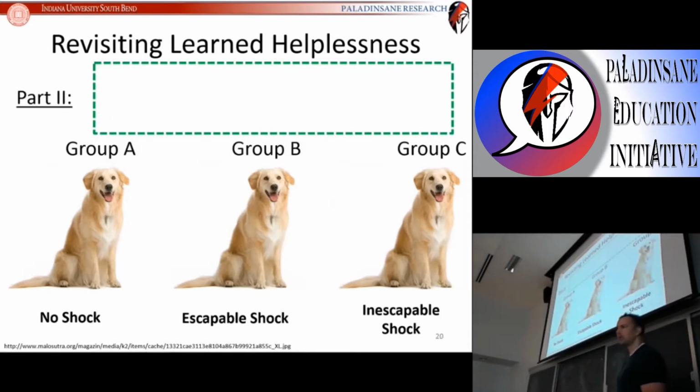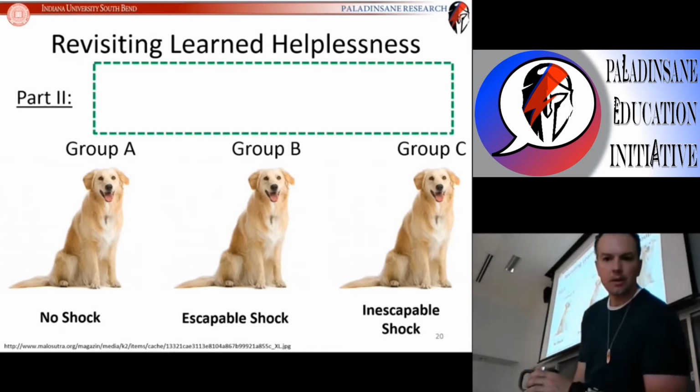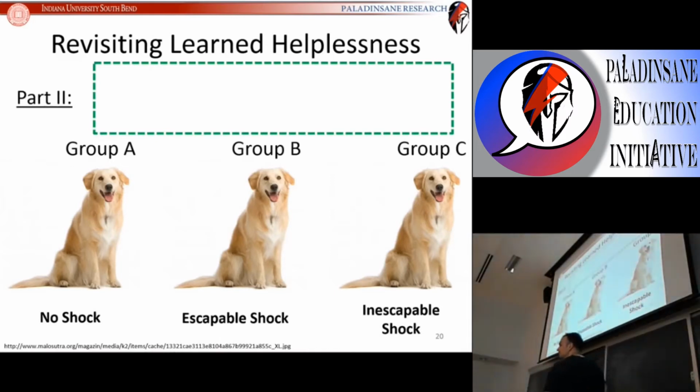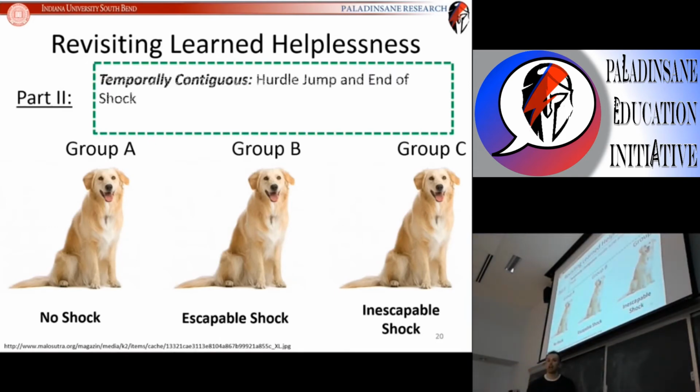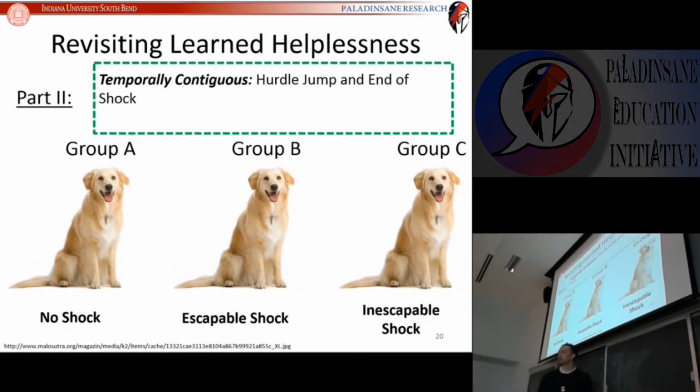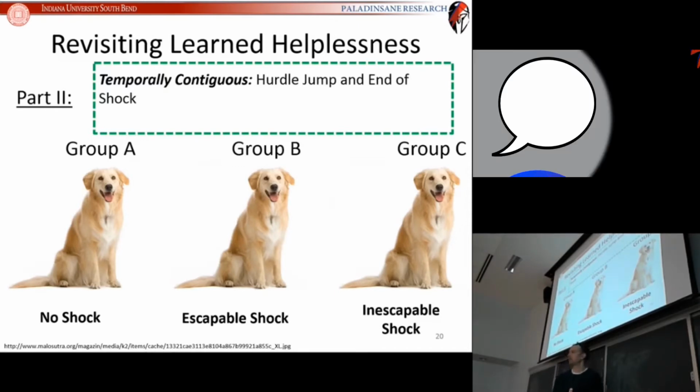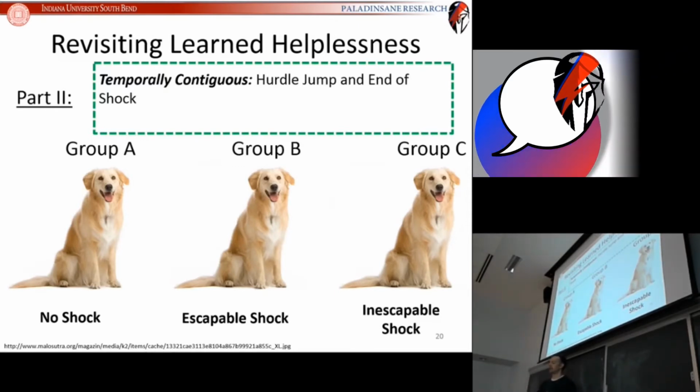All right, part 2, temporally contiguous. The shock and the tone, and what else? The jump and the end of the shock. So the one that we know is definitely temporally contiguous was the jump and the end of the shock. So as soon as you jumped over to the other side, the shock was done. There was no delay. It's not like you jumped over to the other side and you have to wait 5 seconds before the shock got turned off. As soon as you did it, it was over.